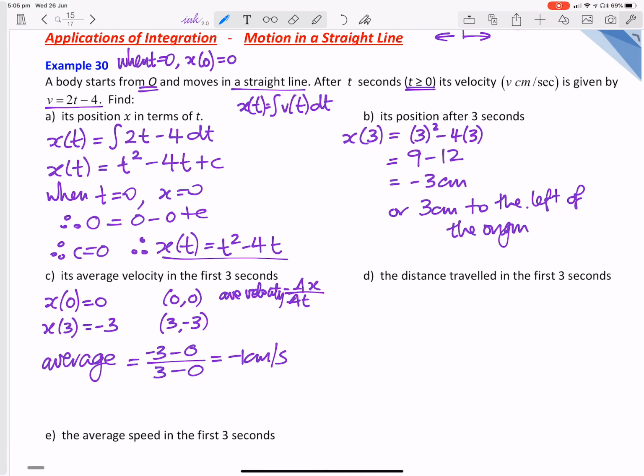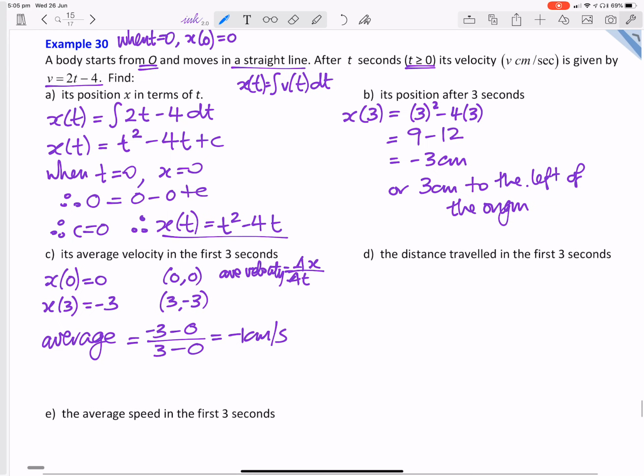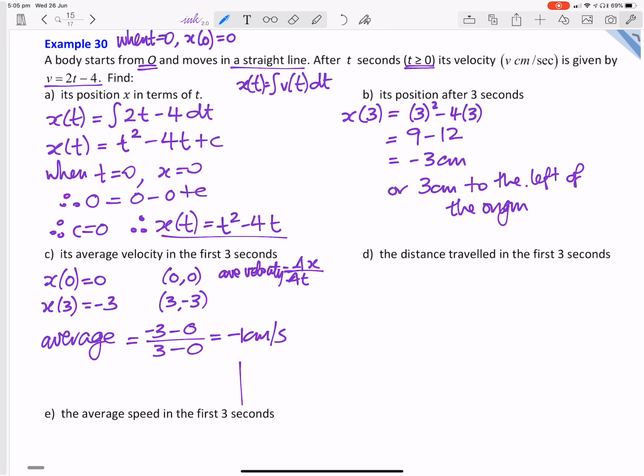So our average velocity is negative 1 centimeter a second, and that makes sense because we know it starts at the origin, 0, 0, and after 3 seconds, we're at the point negative 3 centimeters. So if we go 1 centimeter, 2 centimeters, 3 centimeters, if we go at 1 centimeter a second, after 3 seconds, we're going to be 3 centimeters to the left. It's negative because we're going to the left. If we're going to the right, it would be positive. So velocity has direction. It tells you whether you're going left or right.